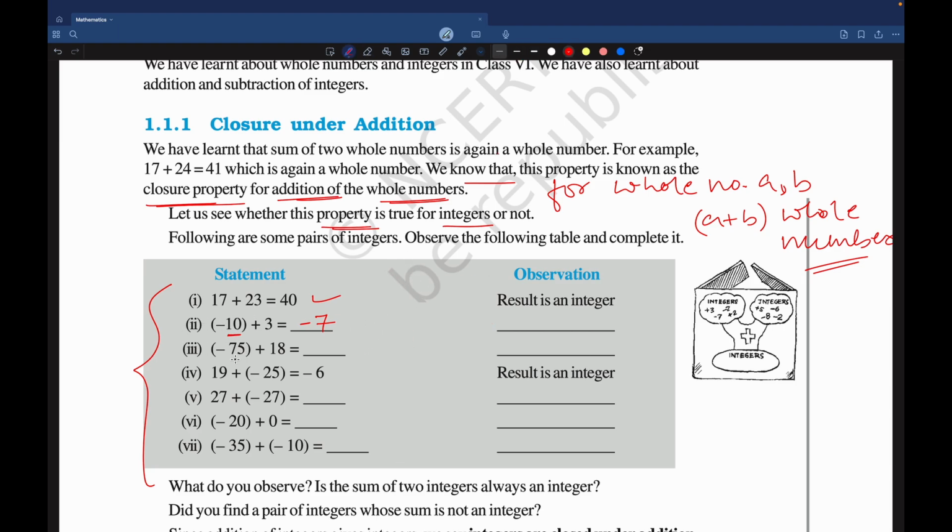In example 3, there are plus and minus signs. So just put the bigger integer's sign in the answer. The bigger integer is 75, so put the sign of 75, that is minus, in the answer. Now both the signs are different, so perform subtraction of the smaller integer from the bigger integer. That is, we will take 10 plus 5, 15. 15 minus 8 is 7. Here it is 6. 6 minus 1 is 5. The answer will be minus 57.